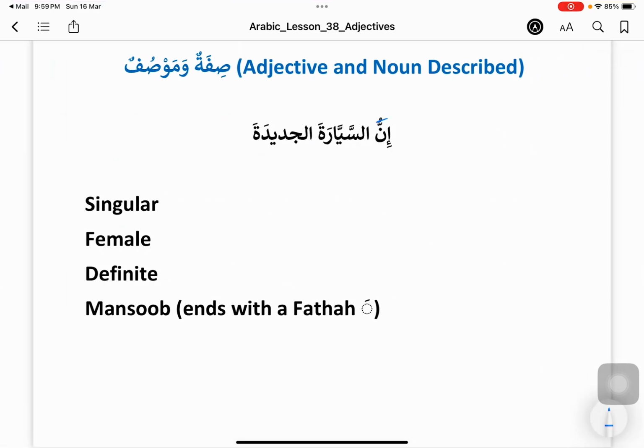Inna, this should be inna, with a fatha on the noon. Inna sayyarata al-jadidata. So inna puts a fatha. We haven't learned this, we will learn. But if inna comes in front of the noun, it puts a fatha on the noun. So if it has a fatha, then the adjective must also have a fatha. Inna sayyarata al-jadidata: singular, female, definite, and mansoob with a fatha.